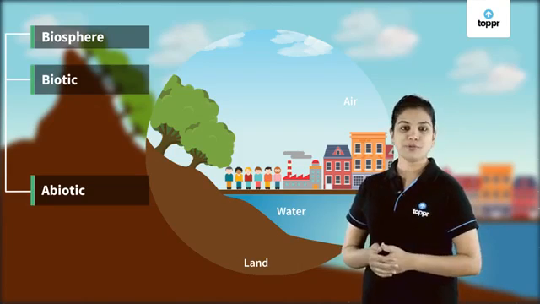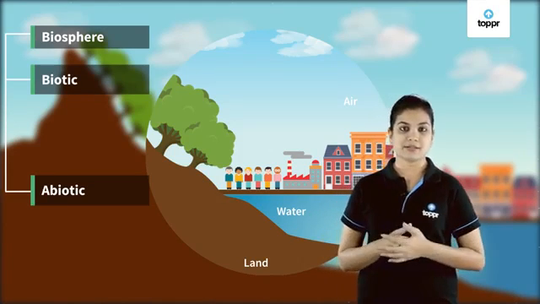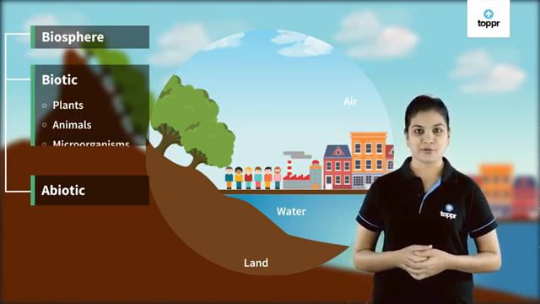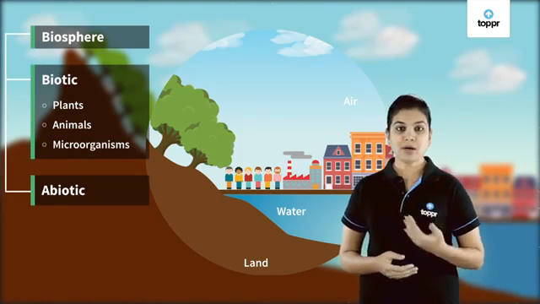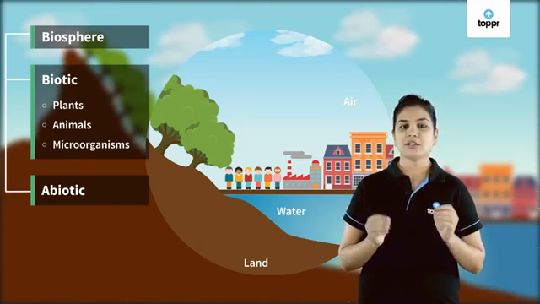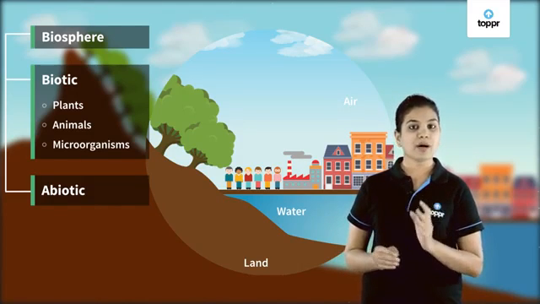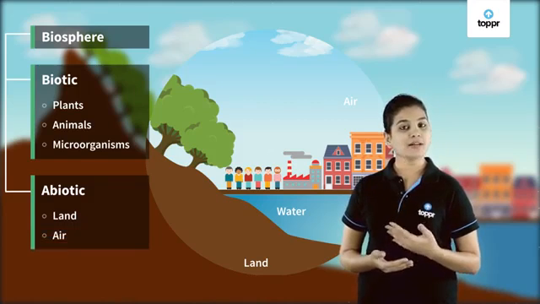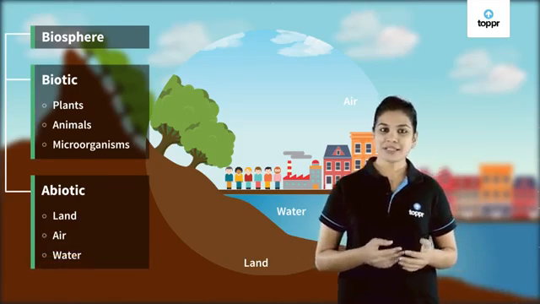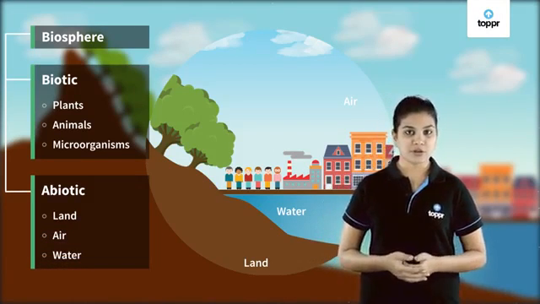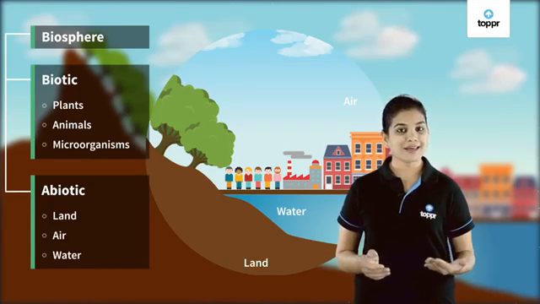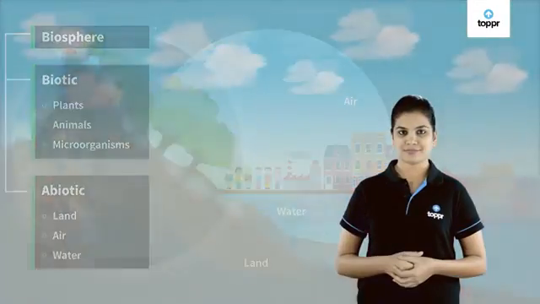The biotic components are the living things such as plants, animals and microorganisms, while the abiotic components are the non-living things of biosphere such as land, air and soil. So in this lesson, you are going to learn about the abiotic factors such as air in detail.